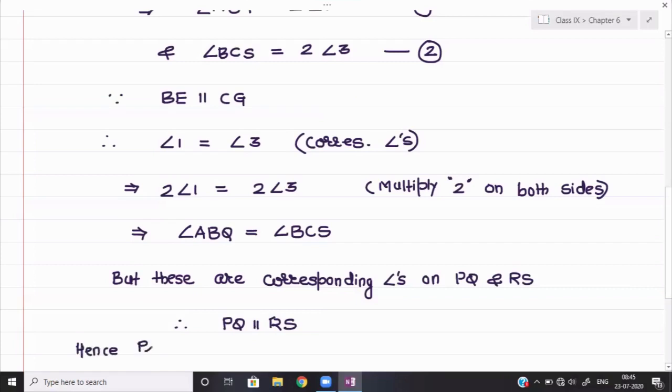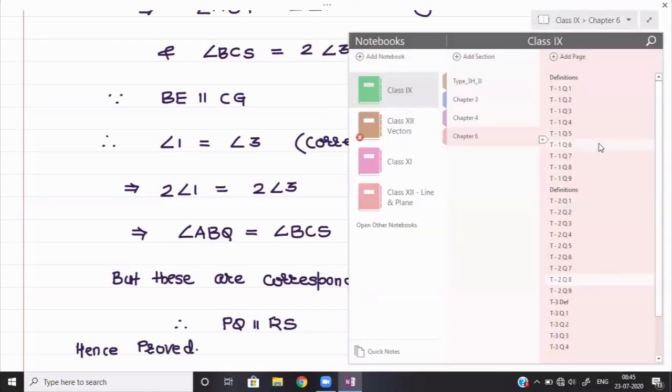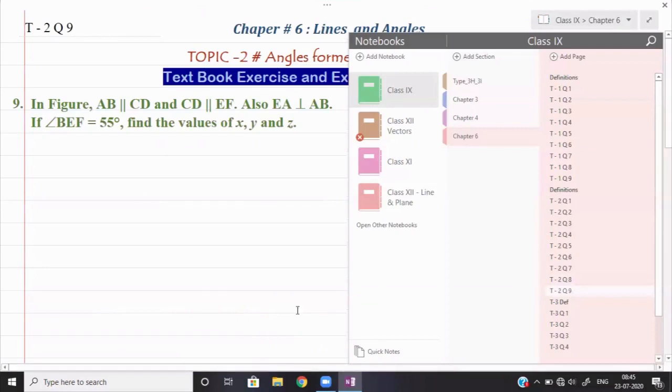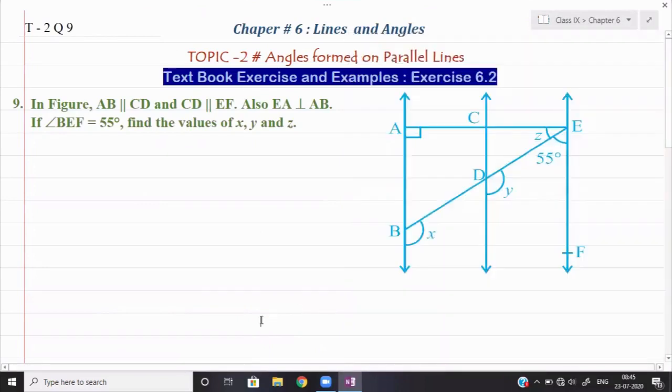Now let us see the next question. Next and last question of type number second. So see the last question, question number 9. This is also given in the solved example of your textbook before the exercise 6.2. Okay, so let us start this question now.